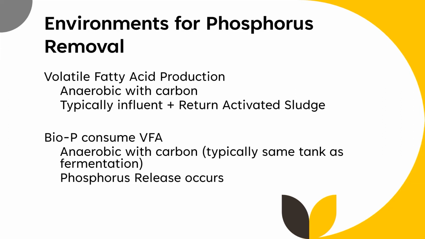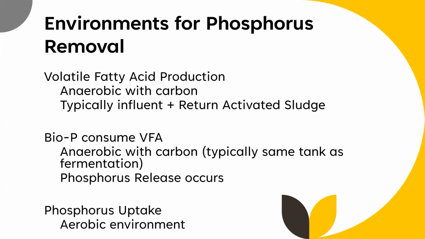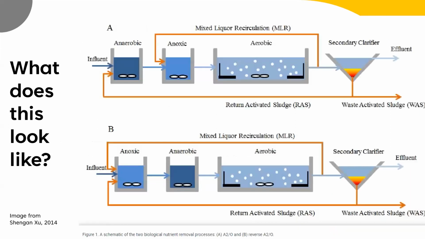And that is an indicator that things are going well in your anaerobic zone. Now, your phosphorus uptake occurs in an aerobic environment. So this is the same place where your ammonia is being converted to nitrates. So in biological phosphorus and biological nutrient removal facilities, there's a lot of different layouts of the flows and which tank goes first versus second. Here's a high-level diagram of what is going on.